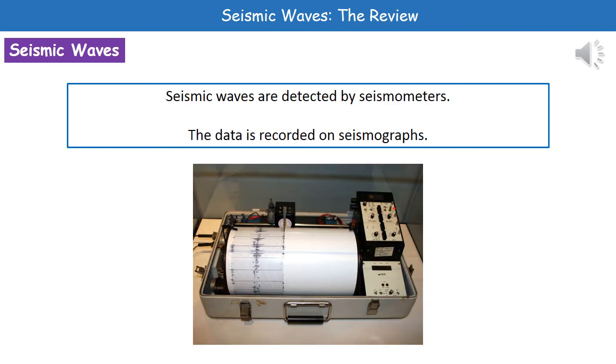In order to study earthquakes then, we use a seismometer to detect the seismic waves, and the image that we generate is called a seismograph. So what we can do is study these seismographs and identify any particular patterns and try to understand earthquakes a little bit more.